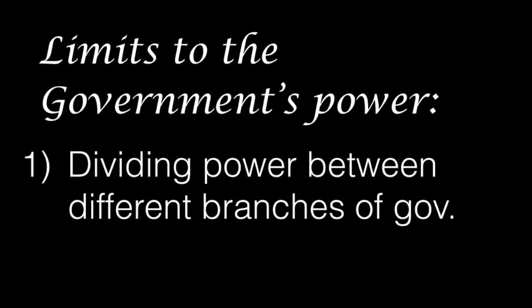So, limiting the power of government. Number one, it spreads the government over three different branches: the legislative branch, the executive branch, and the judicial branch. The idea is that each branch of government is a faction, so no single branch of government will become too powerful. There will always be competition between the different branches of government.